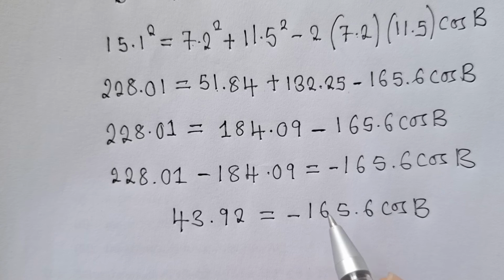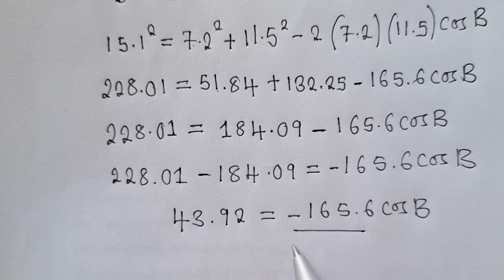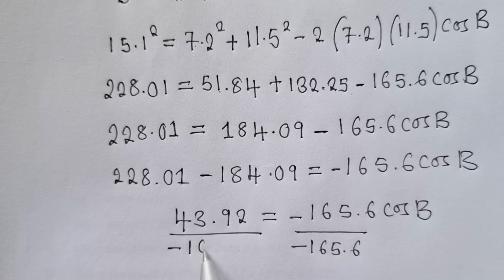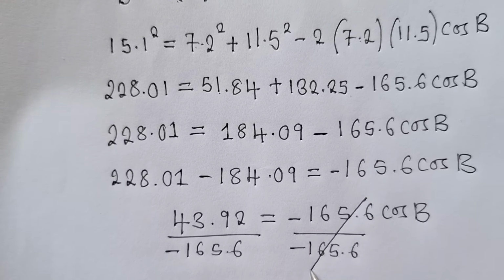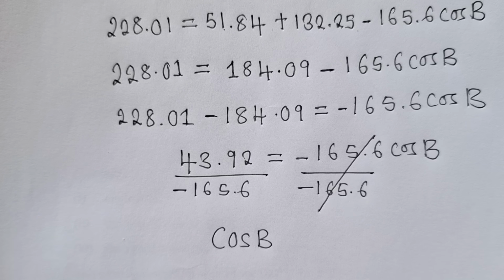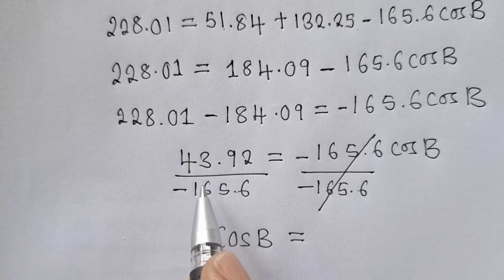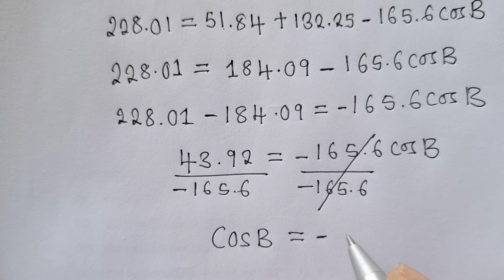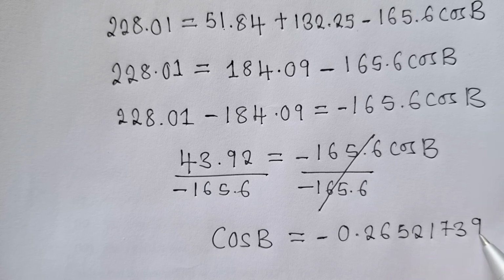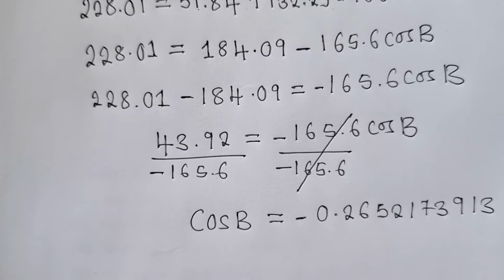We now divide by, since we're solving for B, we divide by negative 165.6. Even this side, negative 165.6. So these two will go. We shall remain with cos capital letter B, which is equal to, when we divide 43.92 by negative 165.6, we are getting a negative 0.2652173913. So this is what we're getting.